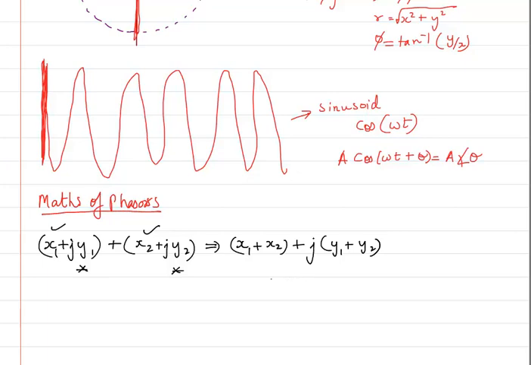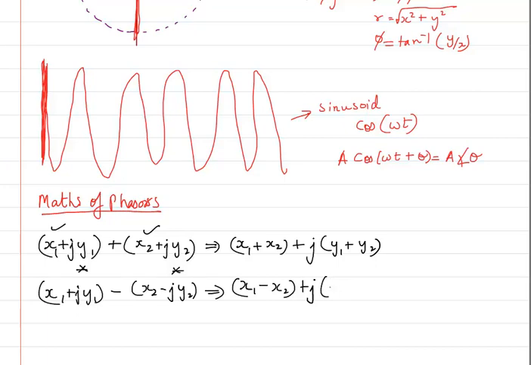Similarly, if you want to do subtraction, it will be x1 plus jy1 minus (x2 plus jy2). You subtract the real components together, plus j, then you take the imaginary components and subtract them together.